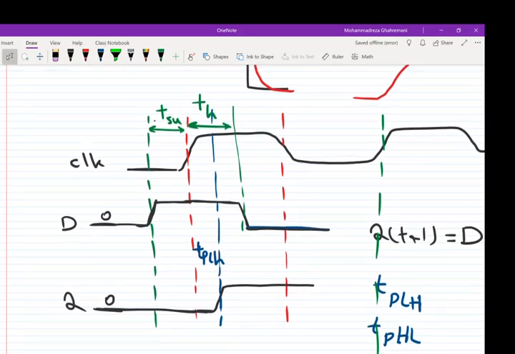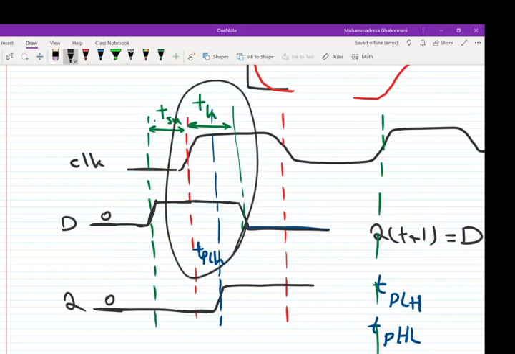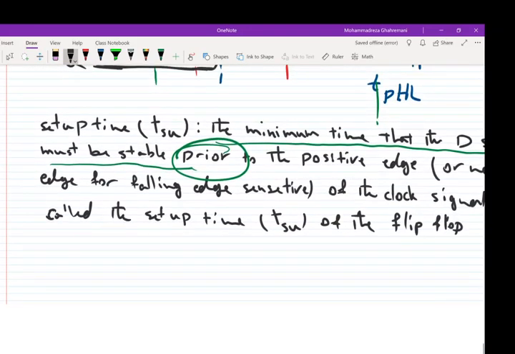So we had three definitions. Propagation delay is the delay it takes for the effect of the input to be shown in the output, or the input propagates through to the output. We have setup time, which is the minimum time that the signal must be stable prior to the edge, and hold time, which is the minimum time that the signal must be stable after the clock edge. Let me write the definition of T hold.